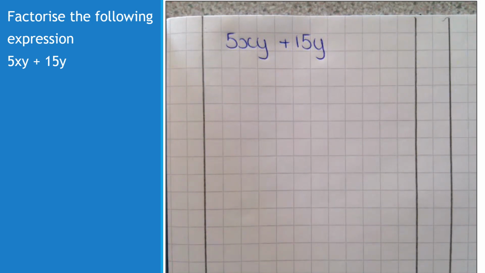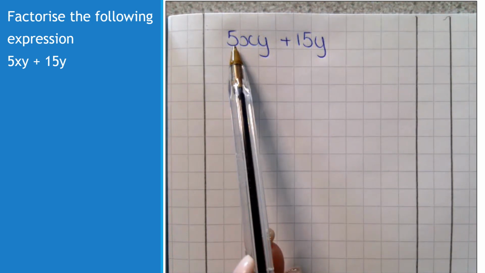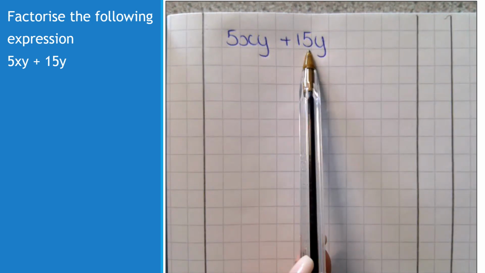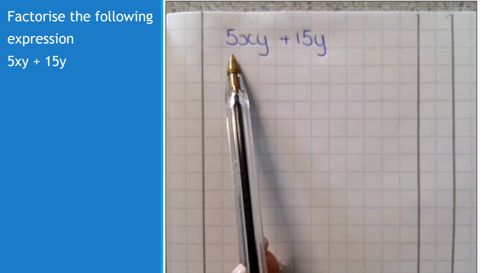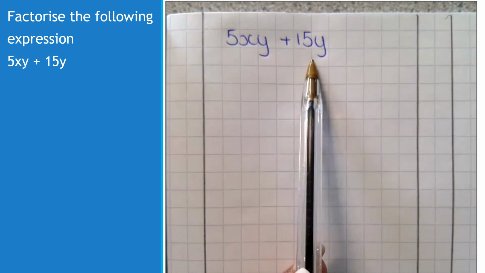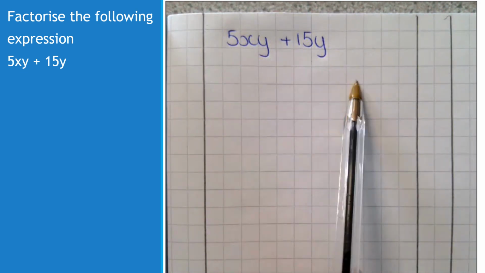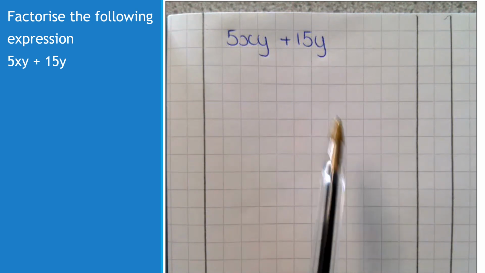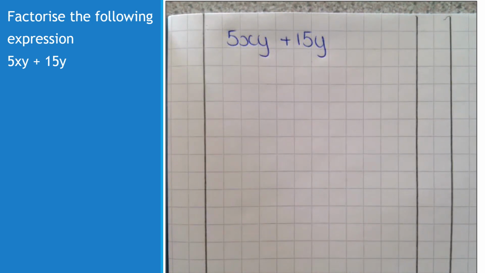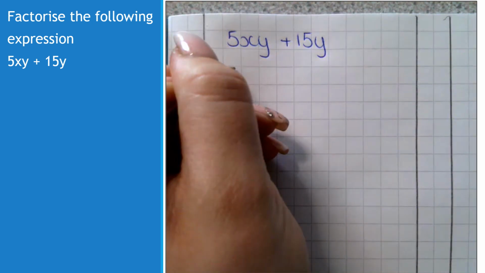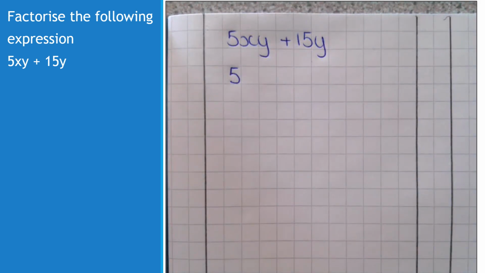What I would suggest you do with a question like this, where you see numbers and letters, is separate them. So deal with your numbers first. What you want to do is find the highest common factor of 5 and 15. You can write down your factors of 5 and your factors of 15 if you want to, and see which is the highest factor on both lists. Some of us might be able to spot what that factor is straight away, which is going to be 5. So I'm going to take 5 outside my brackets as my highest common factor.